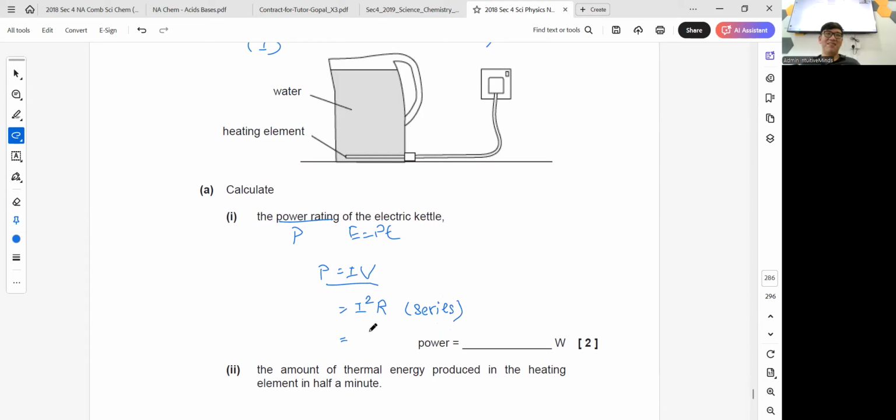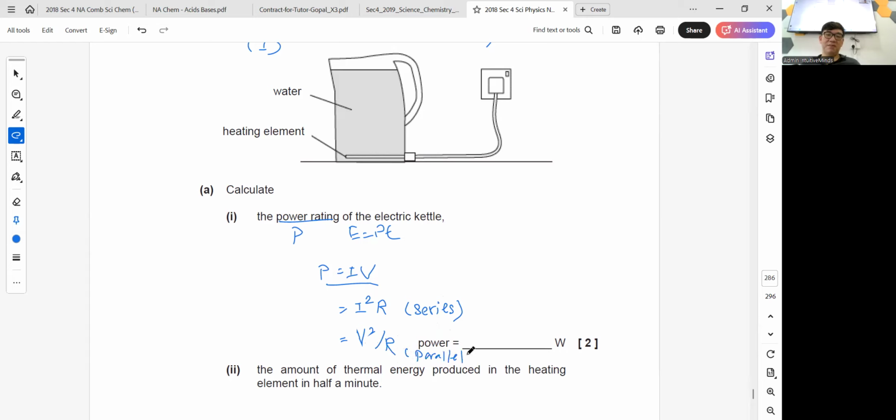Wait, what? This is voltage. No, that's a different type of E. E.m.f. is battery. The other one is V squared over R. So that ends by saying, this is for parallel.